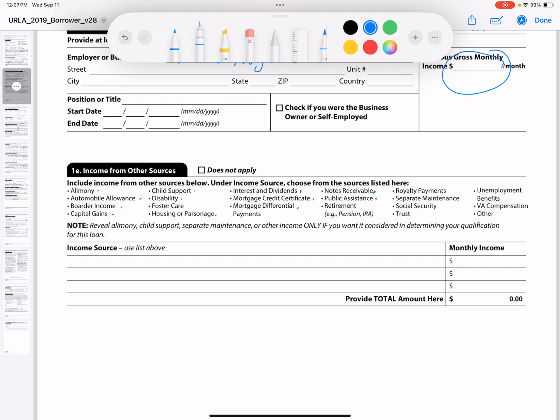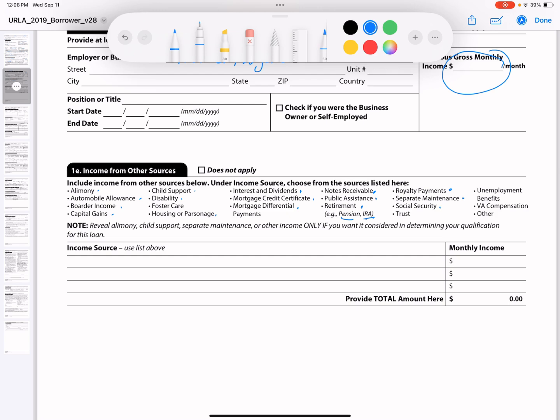Public assistance. While many people do get public assistance, the guarantee of continuance for the next 3 years is often hard to document. Retirement. If you are in retirement and you receive a pension or an IRA, you would document that. Royalty payments, rare, but royalty payments are generally reflected on your taxes, and same thing, as long as you can demonstrate that you still hold the asset for those underlying royalties, then that would be considered qualified income. Separate maintenance, that would also be documented and demonstrated through a court order and continuance.